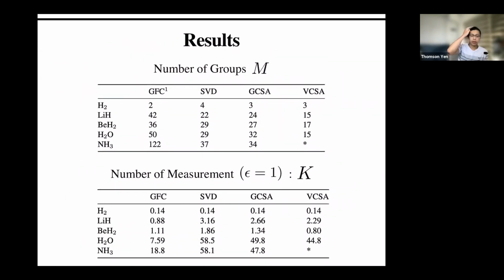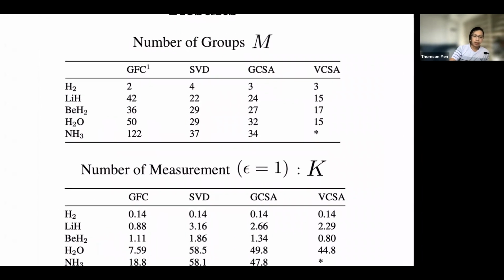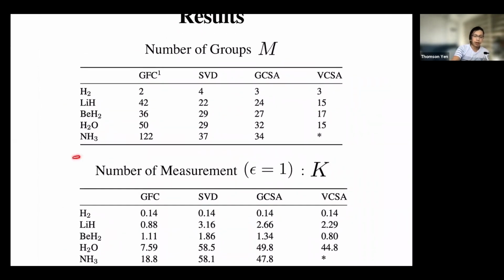And finally, I can show you the results of these methods. Again, we have the number of groups as the first table. And in these columns, there's a new method that I didn't introduce, but essentially it's the fully commuting method using the uneven distribution heuristics. You could apply the same thing to the fully commuting group, and you will obtain a better method as well.